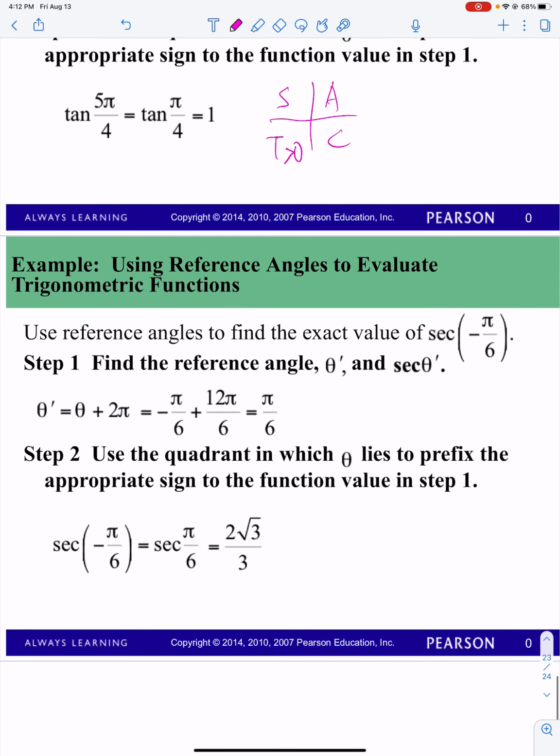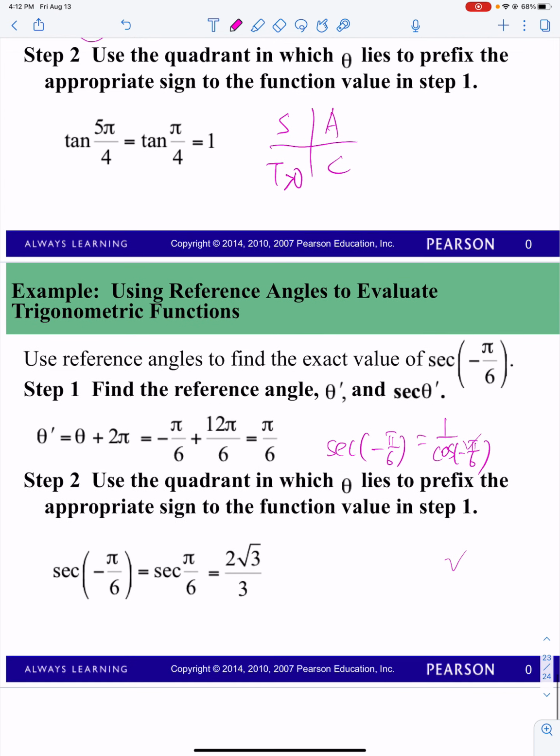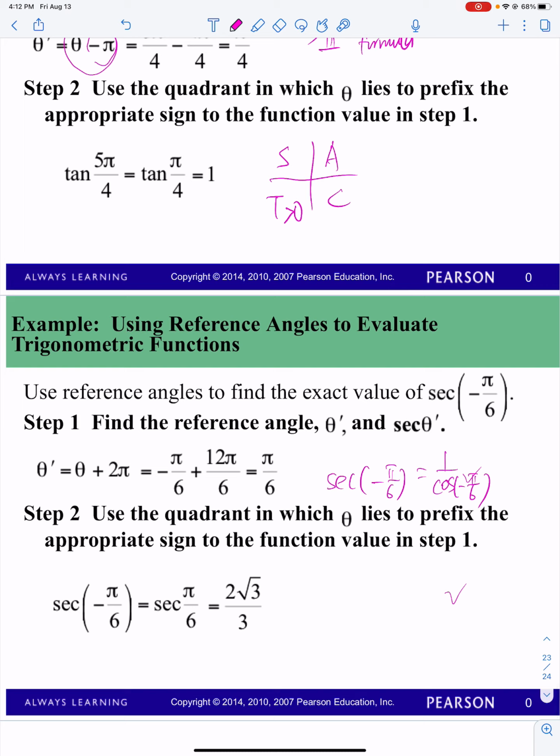Okay, so this one you can practice. Typically, I do not like secant. So what I typically do is use 1 over cosine. This is just me, so you can do whatever you want to do. Okay, so that's the end of this section.